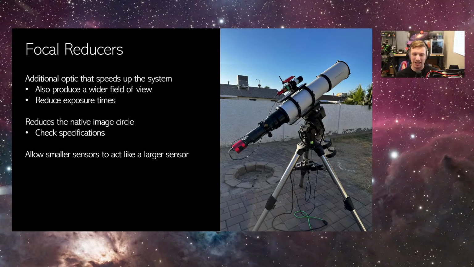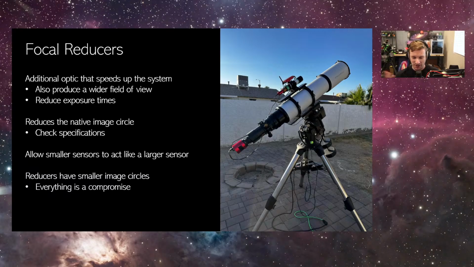It's hard to make a reducer that handles full frame because the light path is already getting smaller. So in order to have a big image circle on a reducer, you need an even larger image circle on the native scope. It's all compromises. I want a wider field of view and I want to speed things up. Great. The compromise is the image circle shrinks.